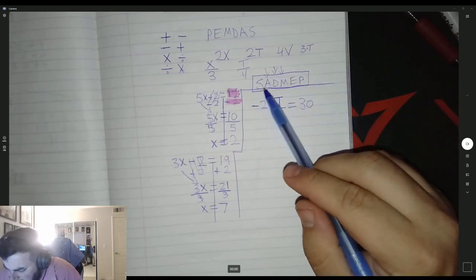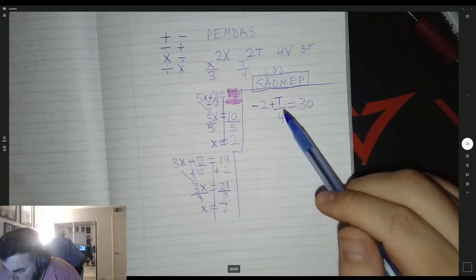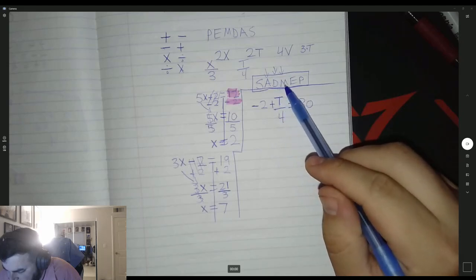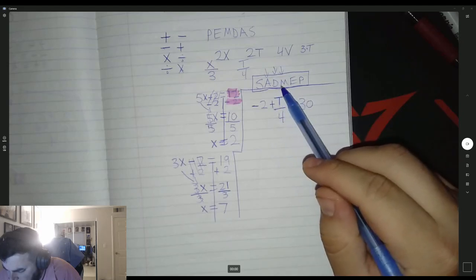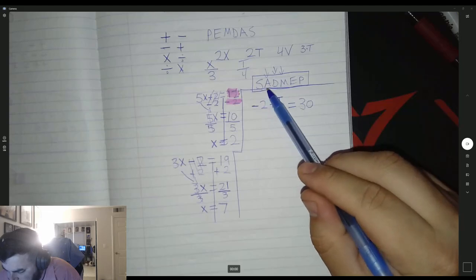I think SADMAP. What goes first? Should I divide or multiply first? No, that's in the middle. Is there anything being subtracted or added?